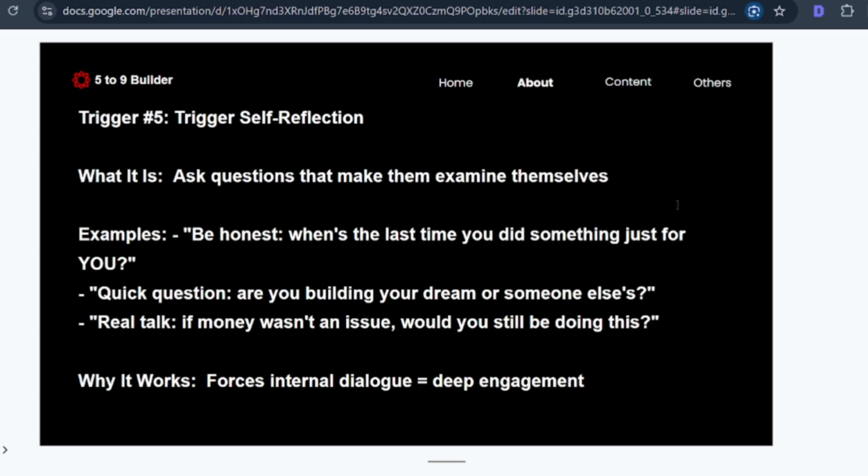Now number 5, which is trigger self-reflection. Ask questions that make them examine themselves. For example, "Be honest. When is the last time you did something just for you?" You understand? Okay, quick question: "Are you building your dream or someone else's?"